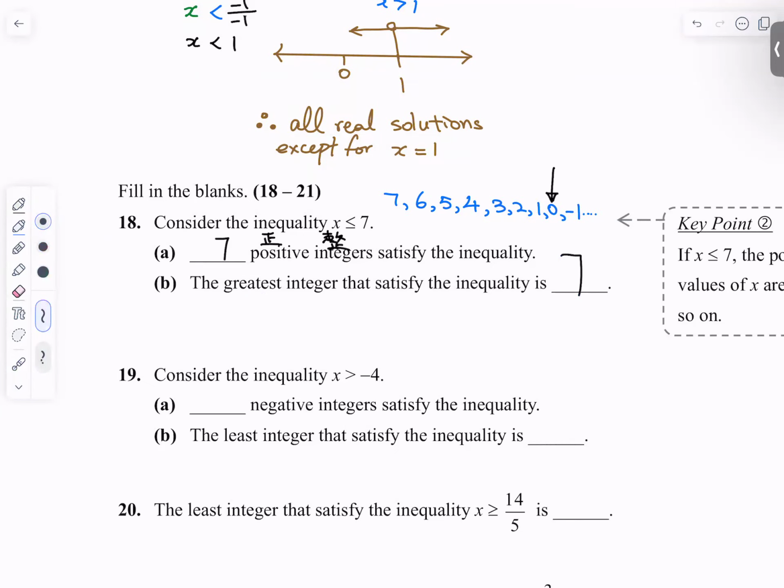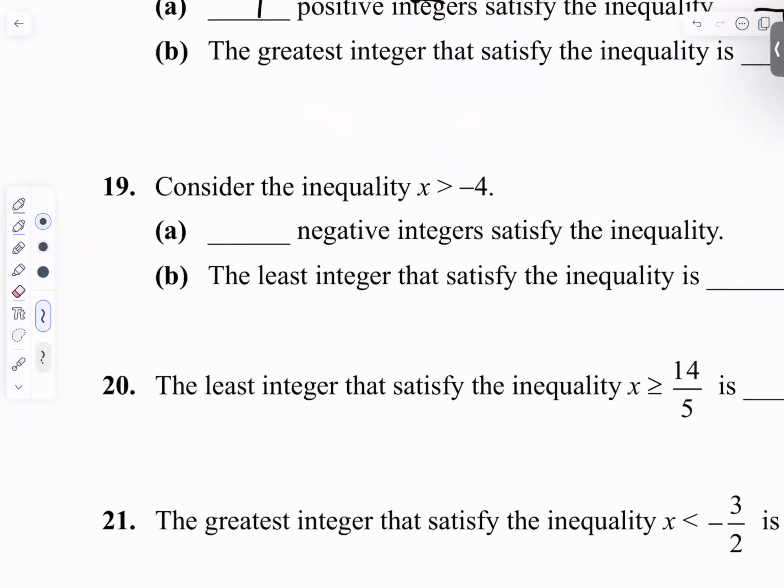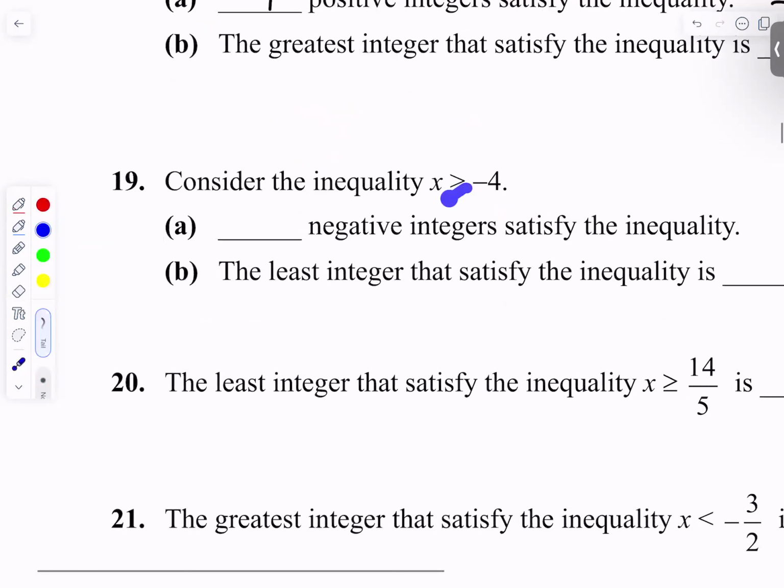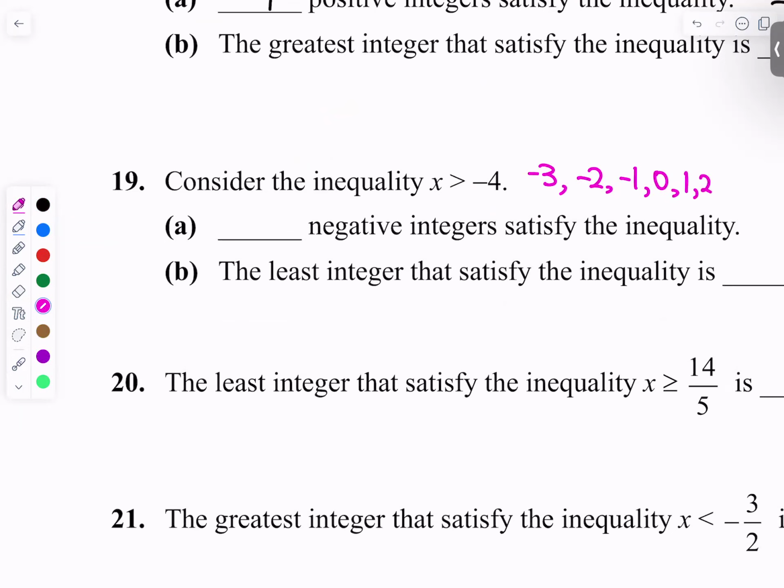Okay. Same for this one. Now I need numbers that are greater than -4. Can I include -4 itself? No, because there is no equal sign. So you can have -3, -2, -1, 0, 1, 2, 3, 4, so many unlimited numbers.